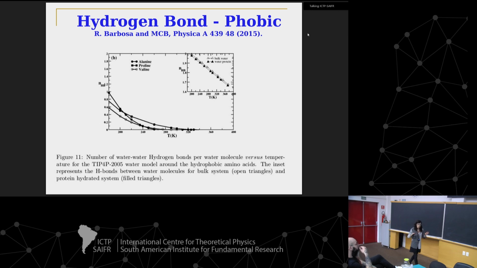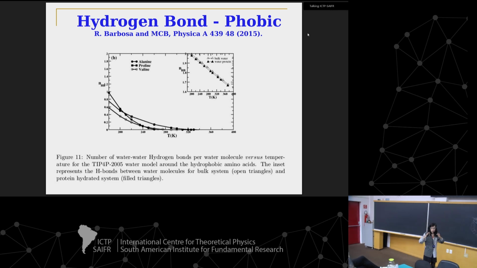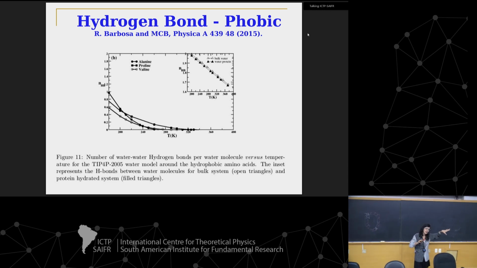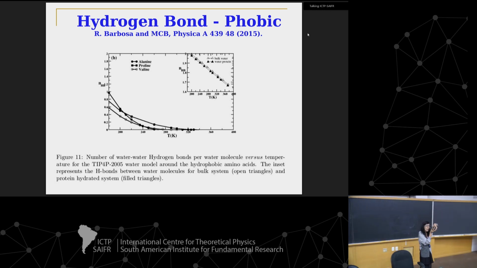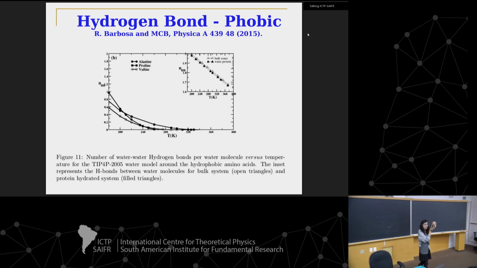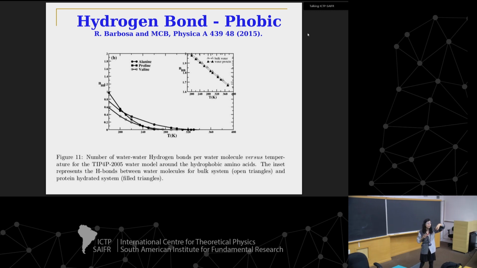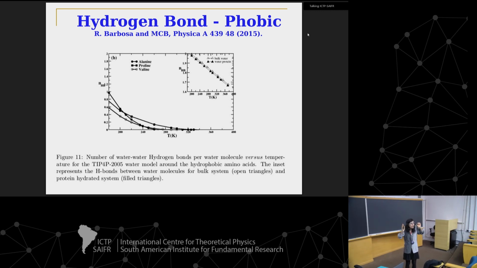In summary, when the water is close to the hydrophilic site, they make fewer water hydrogen bonds, but they bond with the site. And if you put temperature, they go away. If we are close to hydrophobic sites, they make more bonds, they are more compact there. They make a lot of bonds when they are in hydrophobic sites because they don't have the sites to bond with, and they are compact.